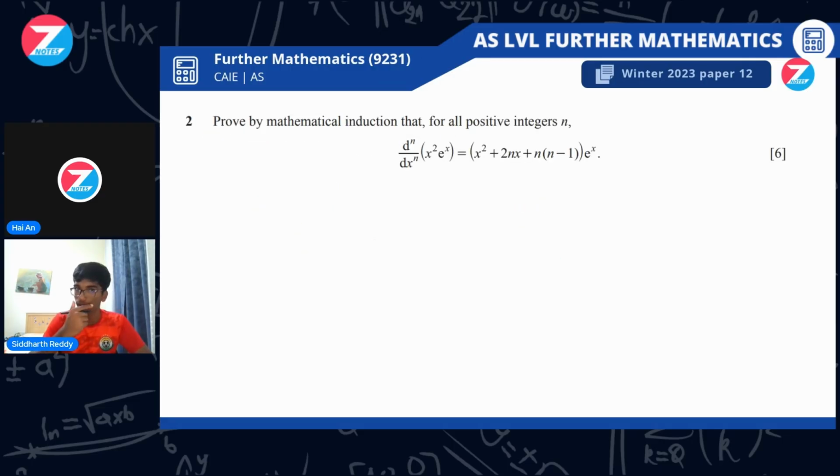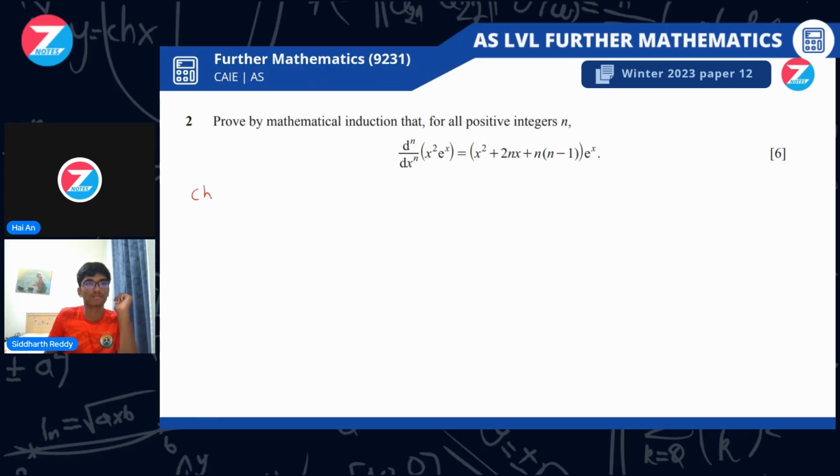Let's move to the next question. Prove by mathematical induction that for all positive integers n, d^n/dx^n of x squared e to the x is just x squared plus 2nx plus n(n minus 1) times e to the x. So the format for proof by induction is always the same.